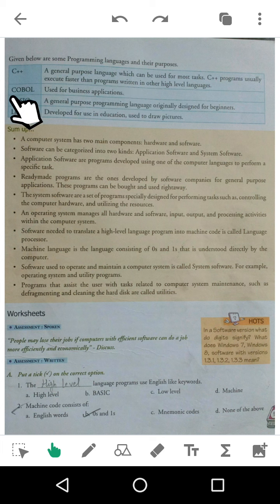COBOL is used for what? Business application. Basic is used for what? A general purpose programming language originally designed for beginners. So this is a beginner level program. Logo is beginner level, developed for use in education to draw pictures.